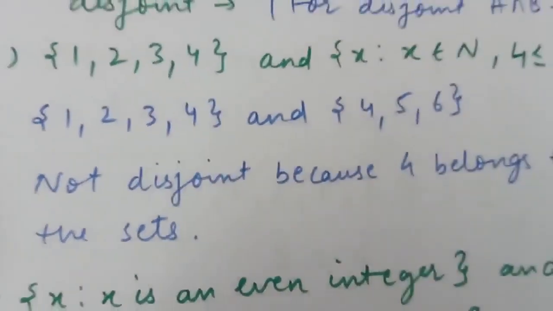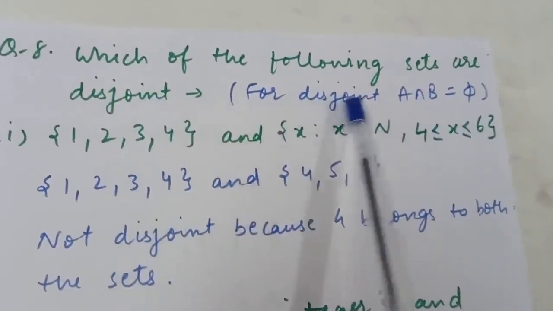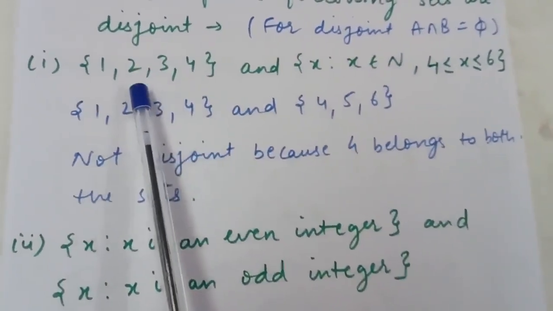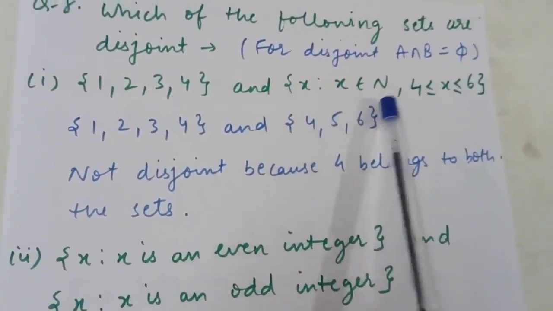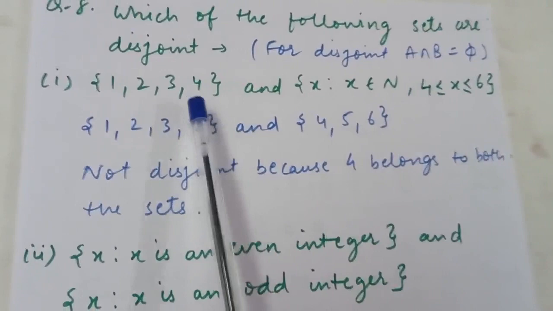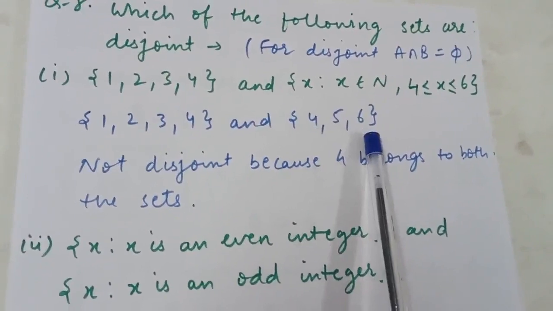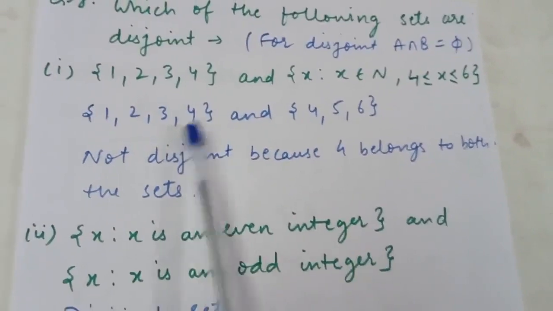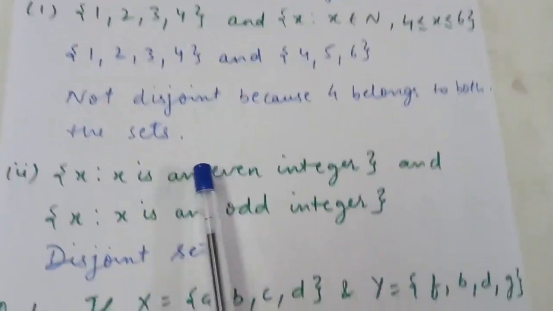Now next question is question number 8. Which of the following sets are disjoint? As we know, for disjoint sets, A and B intersection should be empty. So these two sets are given to us. First set is 1, 2, 3, 4 and the other set is x, such that x belongs to natural number and x is greater than or equal to 4 and less than or equal to 6. So this other set will include the elements 4, 5 and 6, right? So these two sets are not disjoint. Why? Because 4 belongs to this set and 4 belongs to this set. So not disjoint because 4 belongs to both the sets.